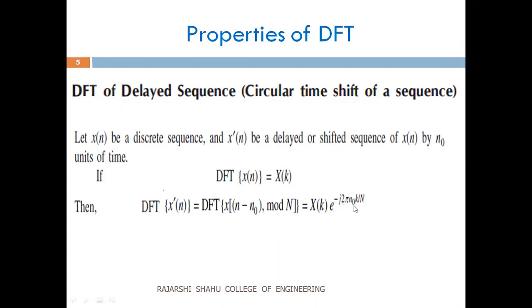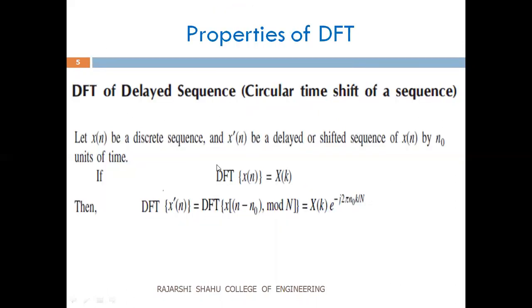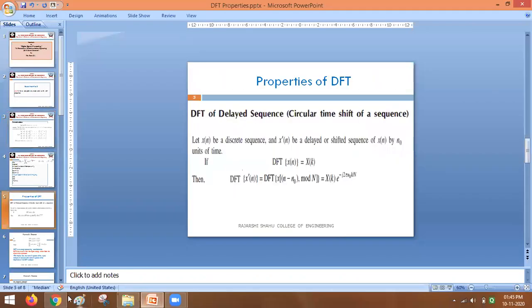So in this exponential term, the magnitude is 1. That's why in the graph we will observe that the magnitude of x of k will not change, its phase is getting affected. So this particularly circular time shifting of a sequence property we will observe in MATLAB software.